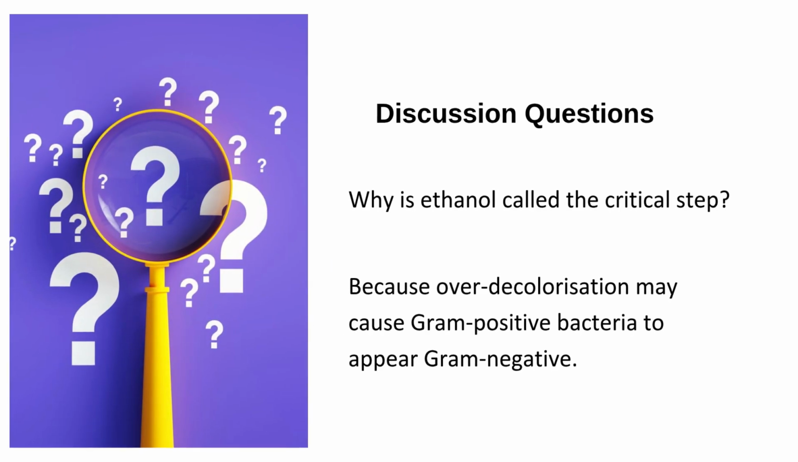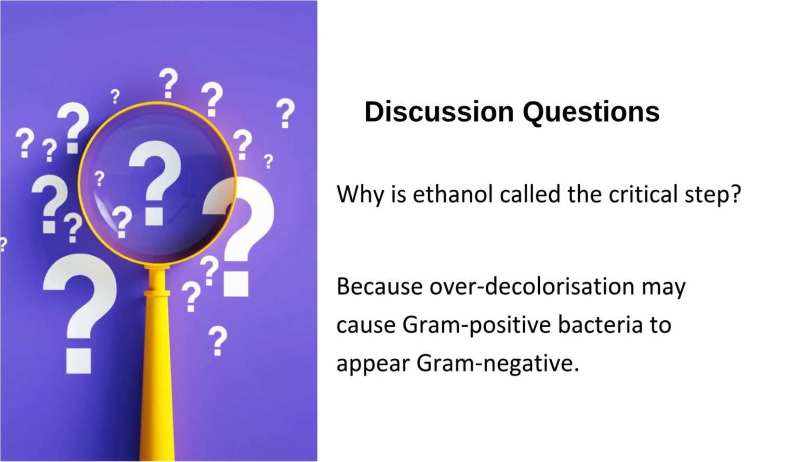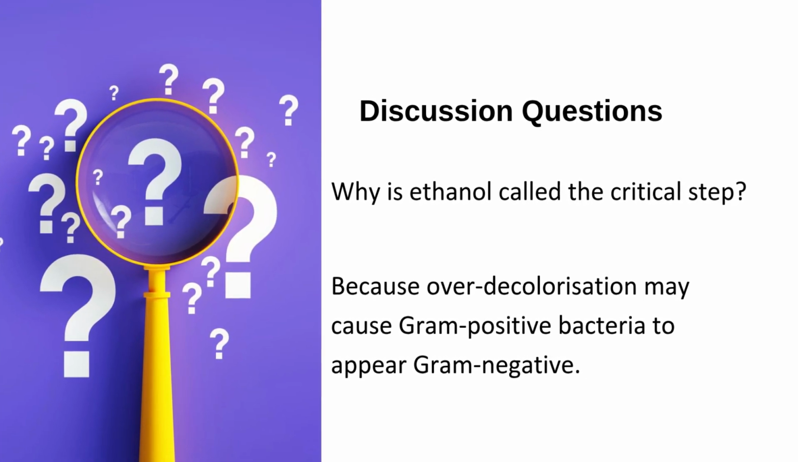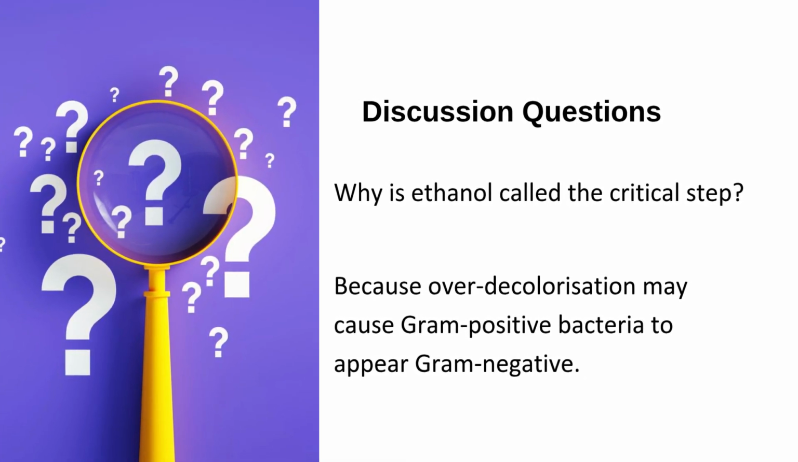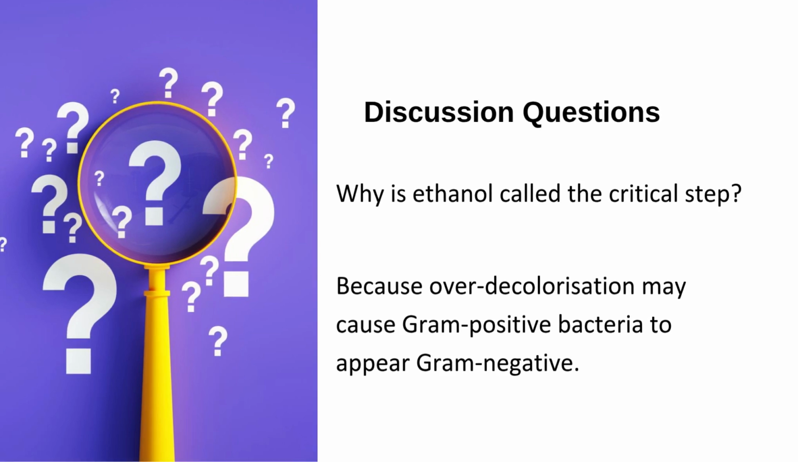Ethanol is often called the critical step in gram staining because it determines whether bacteria are classified as gram-positive or gram-negative. If too much ethanol is applied, gram-positive bacteria may lose the crystal violet stain and appear gram-negative. If too little is used, gram-negative bacteria may remain purple. This demonstrates why scientists must follow SOPs carefully and use precise timing to ensure accurate and reliable results.